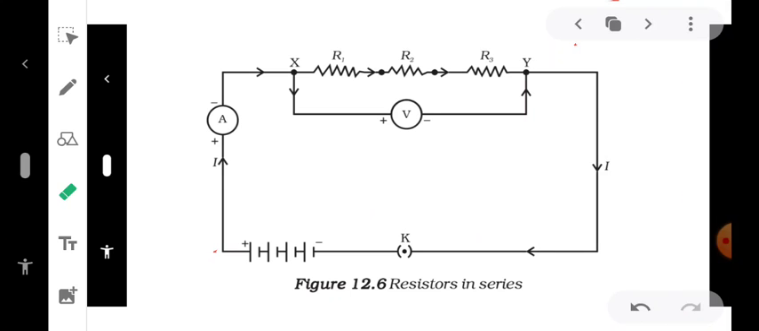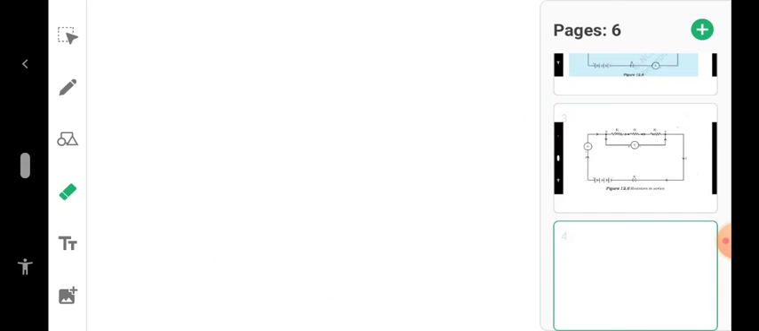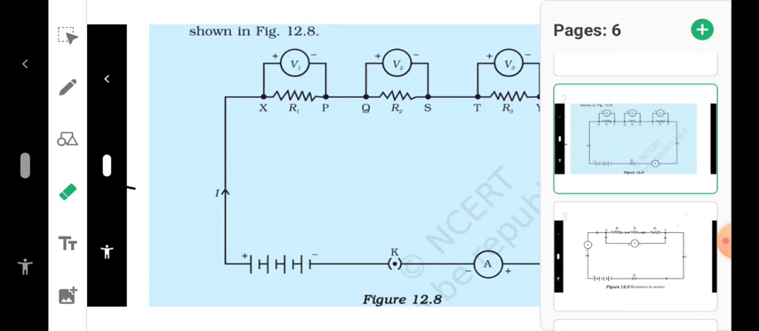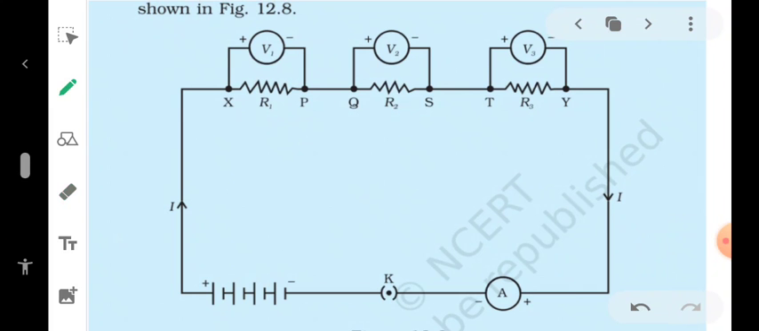Now, what we are going to do is, in this diagram, resistor 1, resistor 2, resistor 3. 3 resistors are there. Whether this is series connection or parallel connection. Identify the connection. Take some time, pause this video and identify this connection.